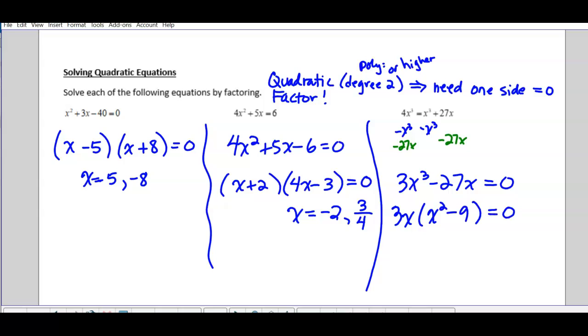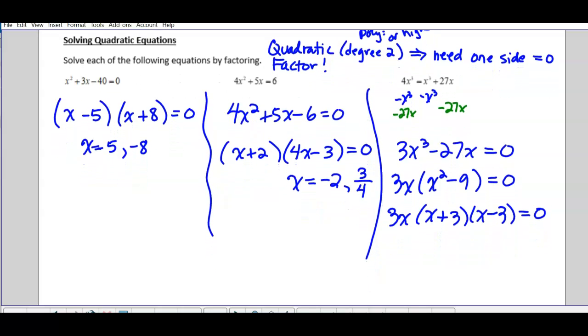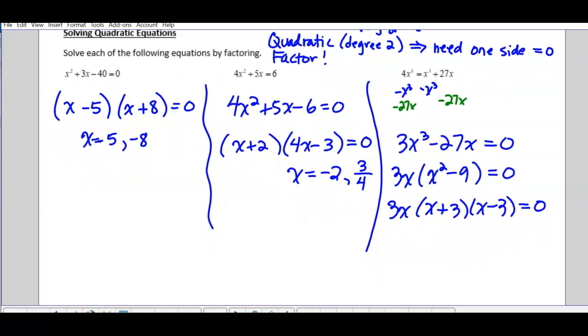Turns out I can factor that again. Really, I could have done my factoring work on the side, but that's what it factors to. And then this tells us that there are 3 solutions, and that's because it's a cubic. So you can have up to 3 solutions for a cubic.